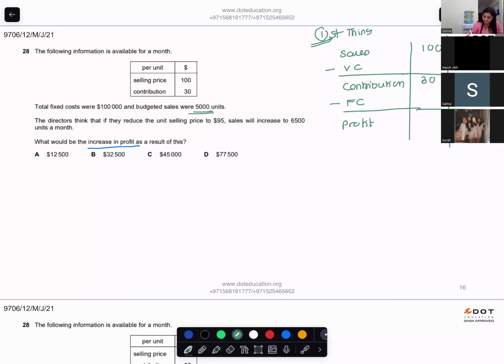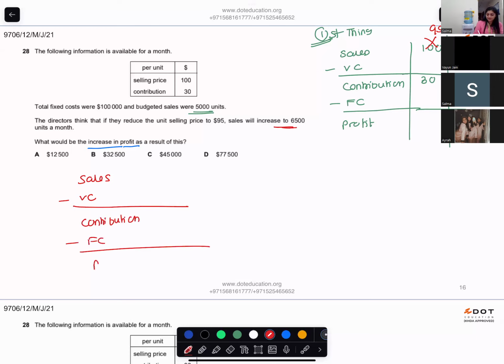Now the directors have decided that they are going to reduce the unit selling price to 95, and sales will increase to 6,500. So now I want the increase in profit. I will do the same thing: sales minus variable cost is contribution, minus fixed cost. Sales will become 95. What is the variable cost over here? 70. Yes, variable cost would remain the same.